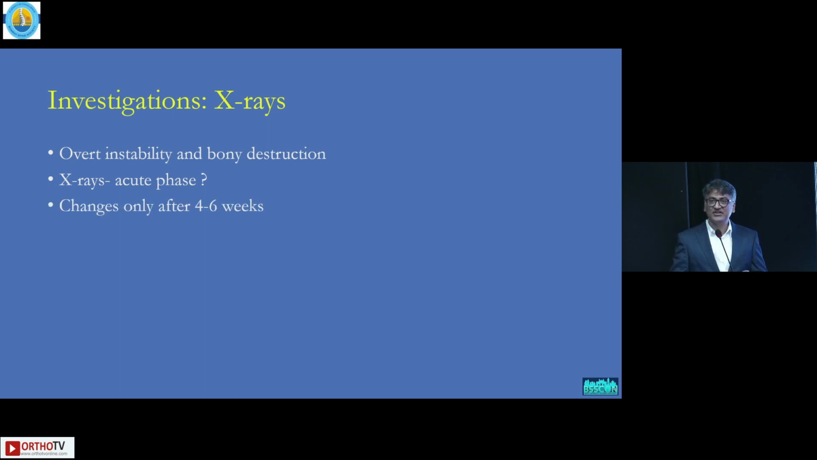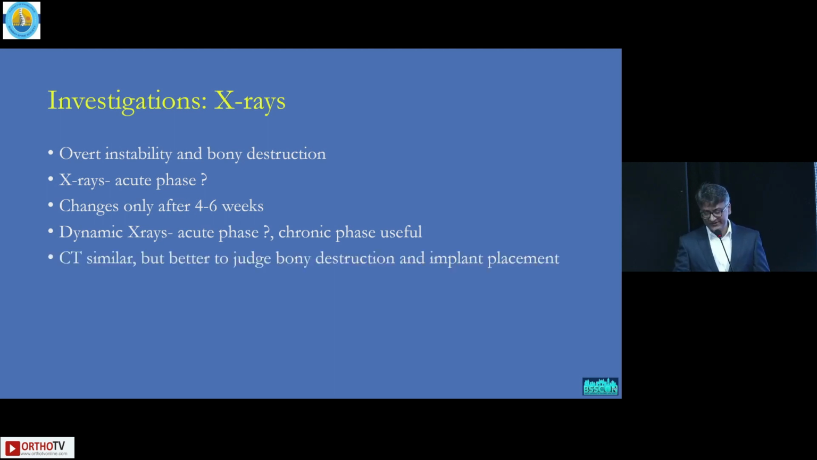The changes on X-rays are usually seen only after 4 to 6 weeks. Dynamic X-rays are out of question in acute phase because of the back pain, but they are of some use when the patient goes into a subacute or a chronic phase. CT scan is similar to X-ray, but of course it is better in demonstrating the bony defects, and also it helps us in planning implant placement.